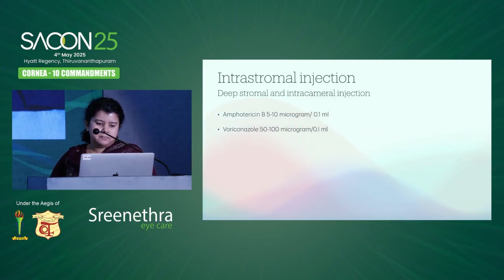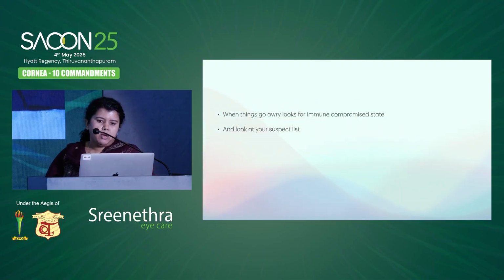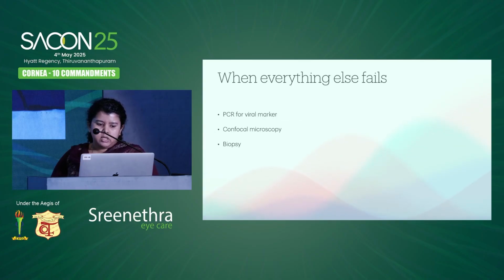When things go awry and it doesn't respond as you expect it to, always go back and look for immunocompromised state, and then again look at the suspect list. And when all else fails, look for PCR for viral markers, confocal microscopy, or a biopsy.